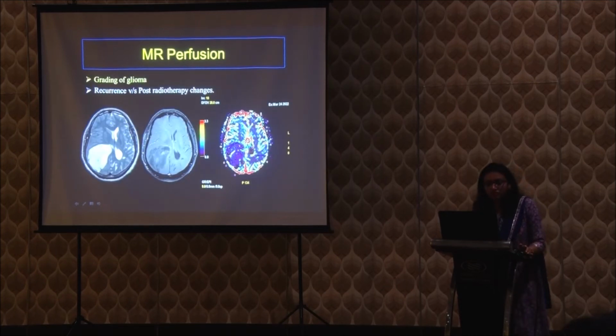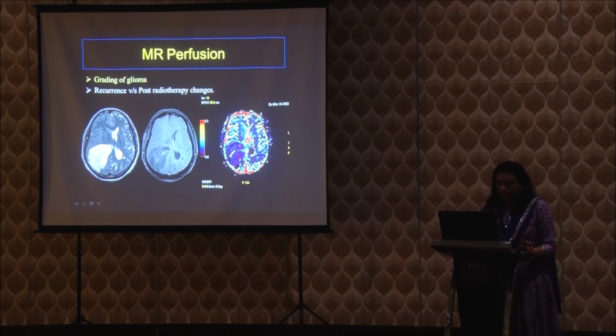So MR perfusion is also used in grading of glioma. This is a case of a low-grade glioma where there was barely any enhancement on gadolinium study, and the MR perfusion with contrast showed a hyperperfused lesion in the right parietal lobe.